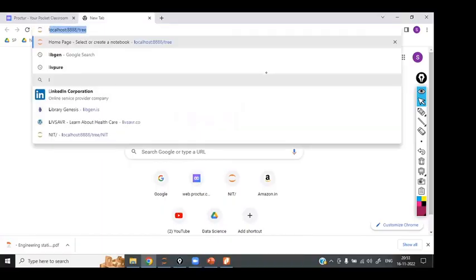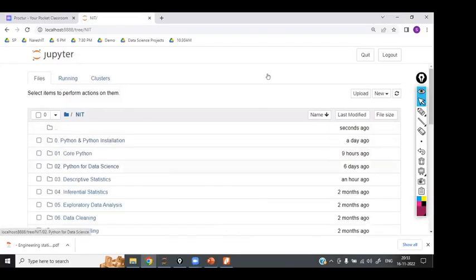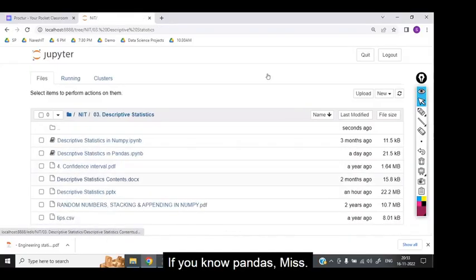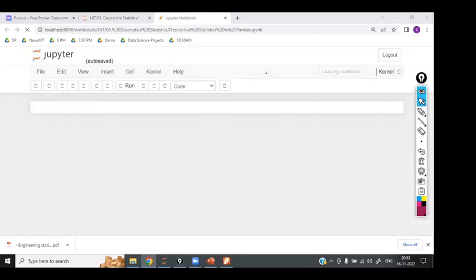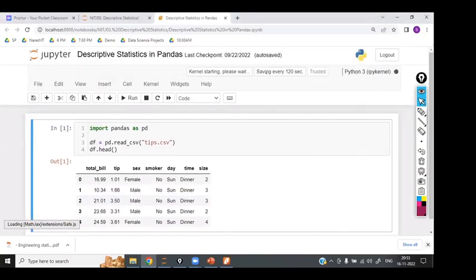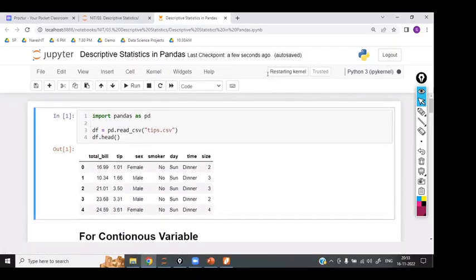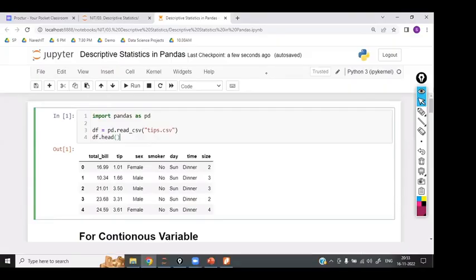So what is this? Local. This is going to be simple only. Okay. If you know pandas, it is easy. The only thing is pandas. Right? Now, here I'm going to load the data. Okay. This data set is called the tips data set. So this is a tips data set.